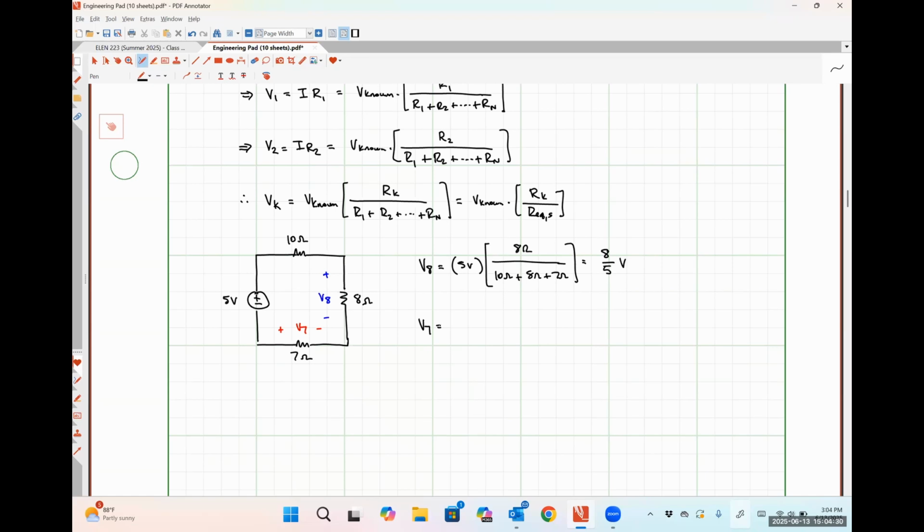Okay, so V7. Same basic thing here. My known voltage is 5 volts. Because I'm finding the voltage drop across the 7 ohm resistor, that's going to go into my numerator. And then here's going to be all of my resistors in series. So 10 plus 8 plus 7. But I'm now going to put a negative sign out front. And I would like for somebody to try to tell me why they think that negative sign is correct.